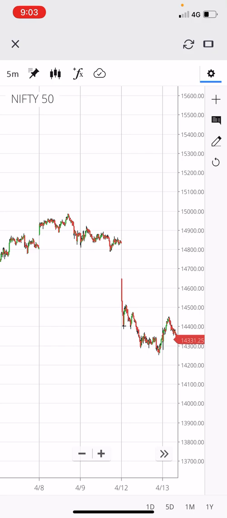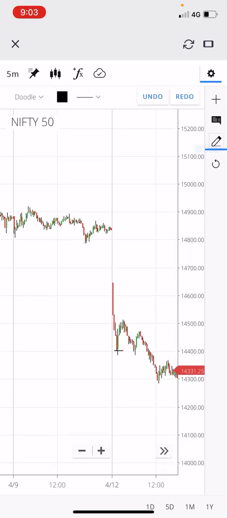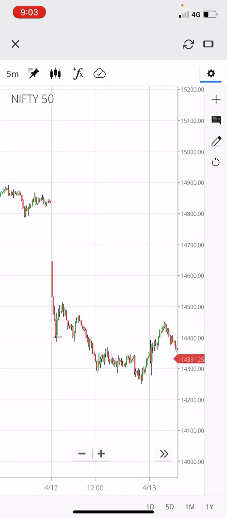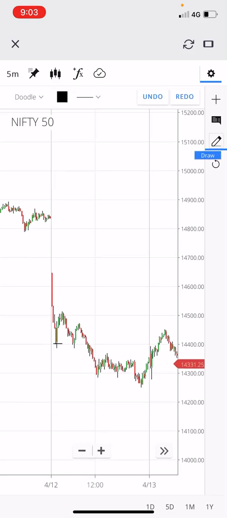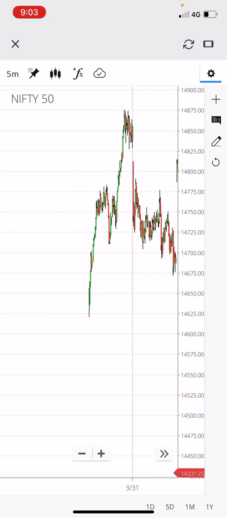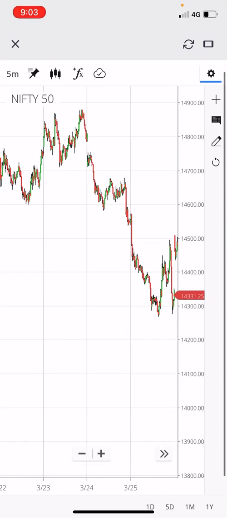And then when I scroll back to the past history, as we can see here, on the 9th of April also, we are having a sideways day with a small range. Then on the next day, that is on 12th, Monday, we have a trending day on the downside. Then let's go back.